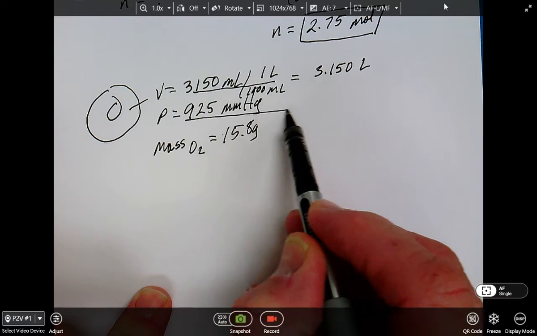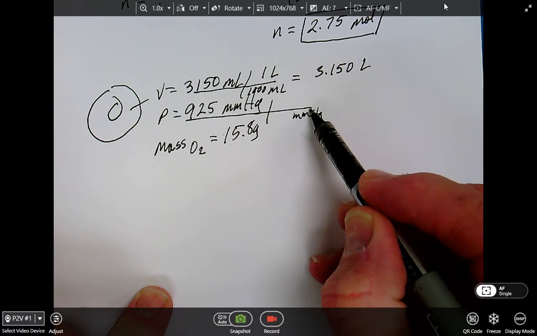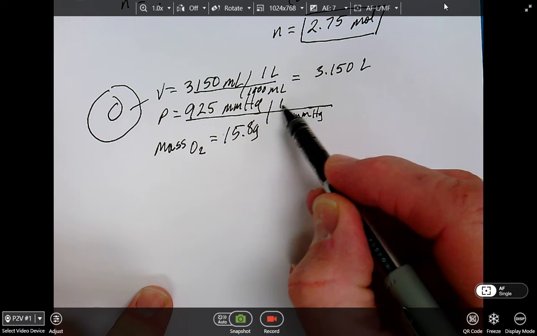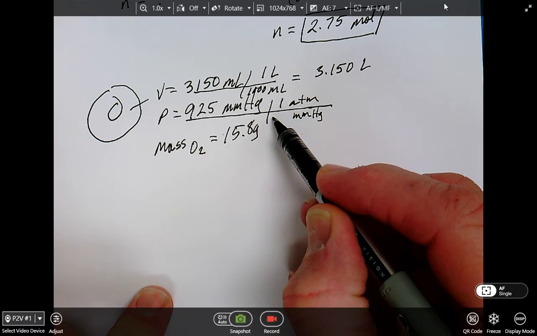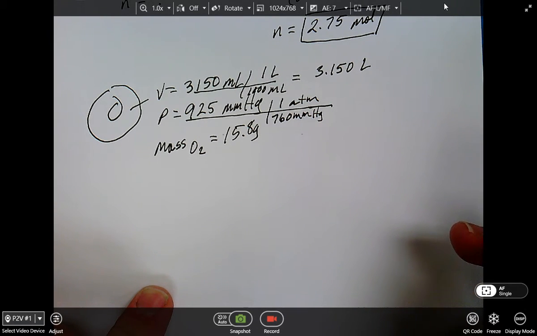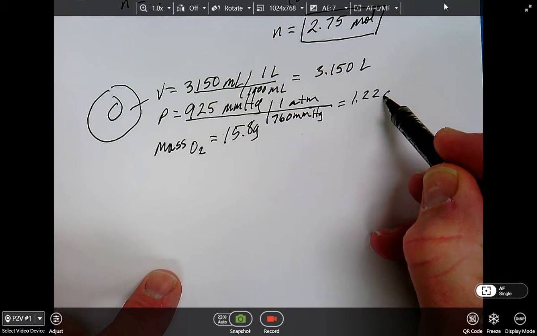We've got to convert 925 millimeters of mercury. So let's go ahead and convert that over. We'll put millimeters of mercury on the bottom. And we know then that 1 atmosphere equals 760 millimeters of mercury. So we take our calculator, we take 925 divided by 760, and you should get like 1.22 atmospheres.